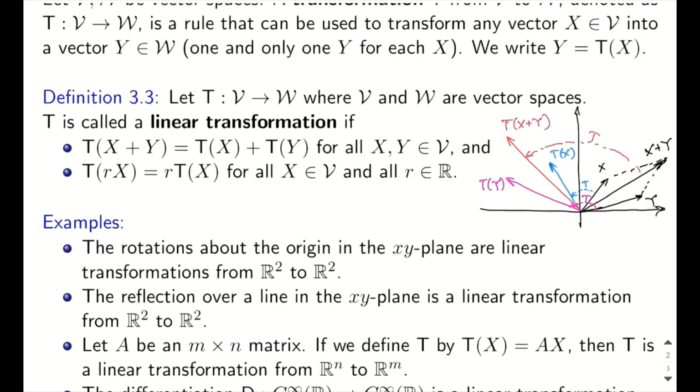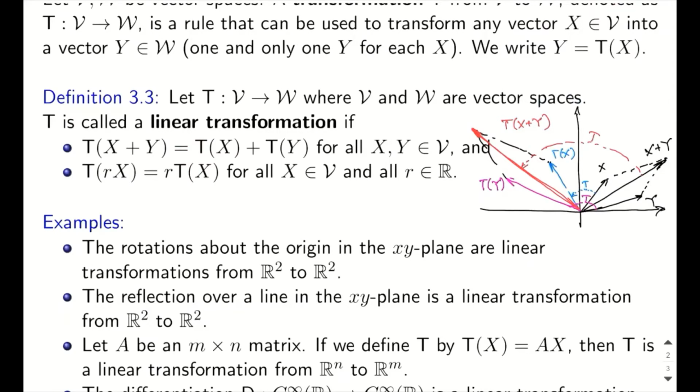And you see that for a general transformation, what we end up having may not be a parallelogram. That means that for a general transformation, the sum of Tx and Ty may be different from the vector T of x plus y. If you want T to be a linear transformation, first it will have to do this. And at that time, the sum of Tx and Ty turns out to be the same as T of x plus y.